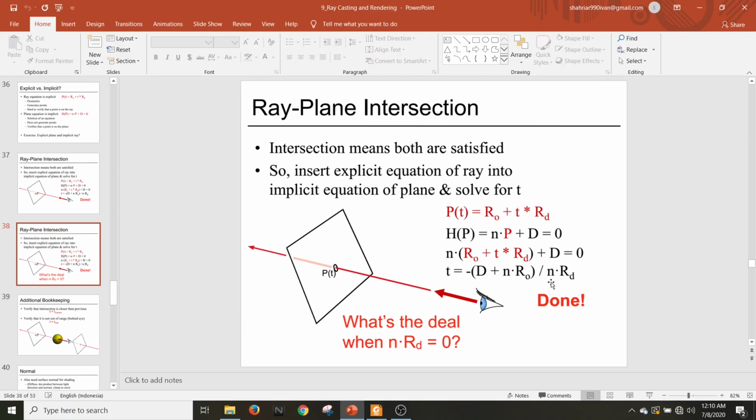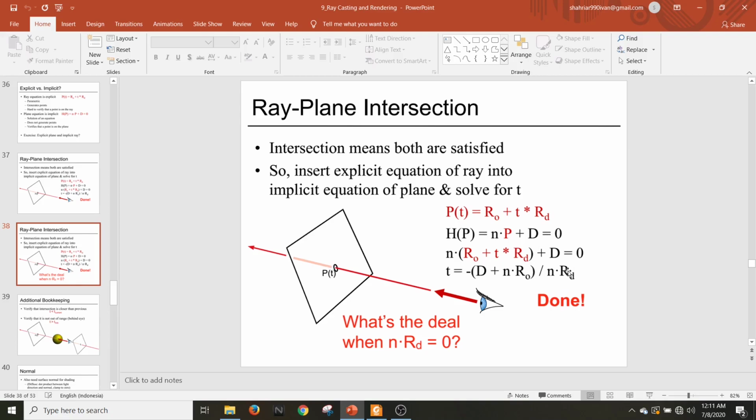And when will n dot rd be equal to 0? When will the dot product be equal to 0? When these two vectors are perpendicular to each other. And these two vectors will be perpendicular to each other when the ray's direction is along the edge and the plane's normal is coming in this way. So that's when they are perpendicular. And this means that this particular plane should not be visible when the ray is passing along this direction, right? So that is what n dot rd equals 0 will imply.